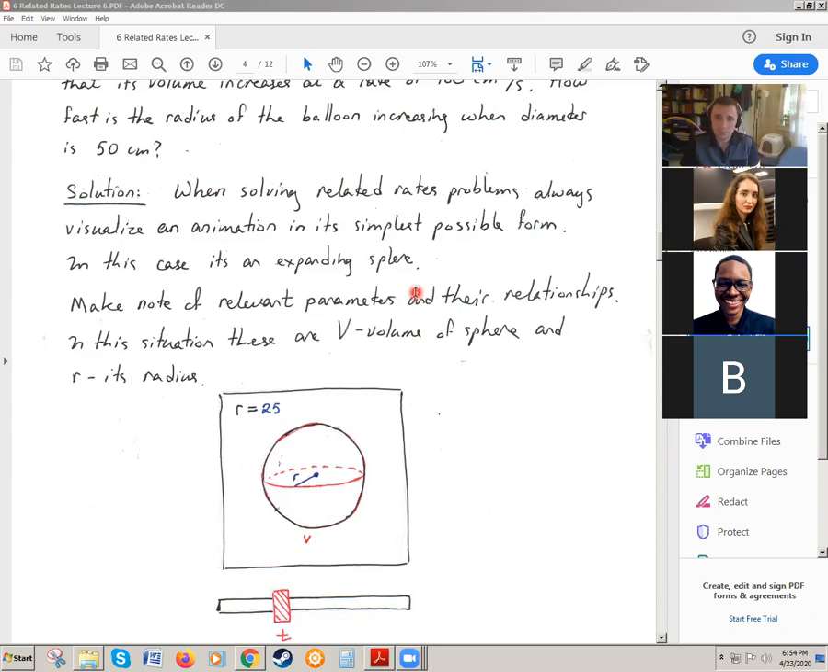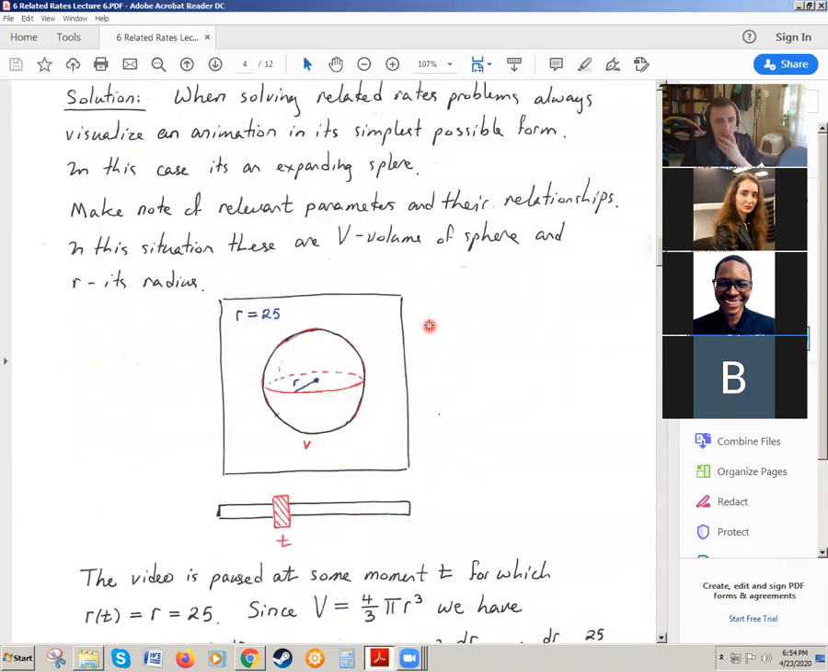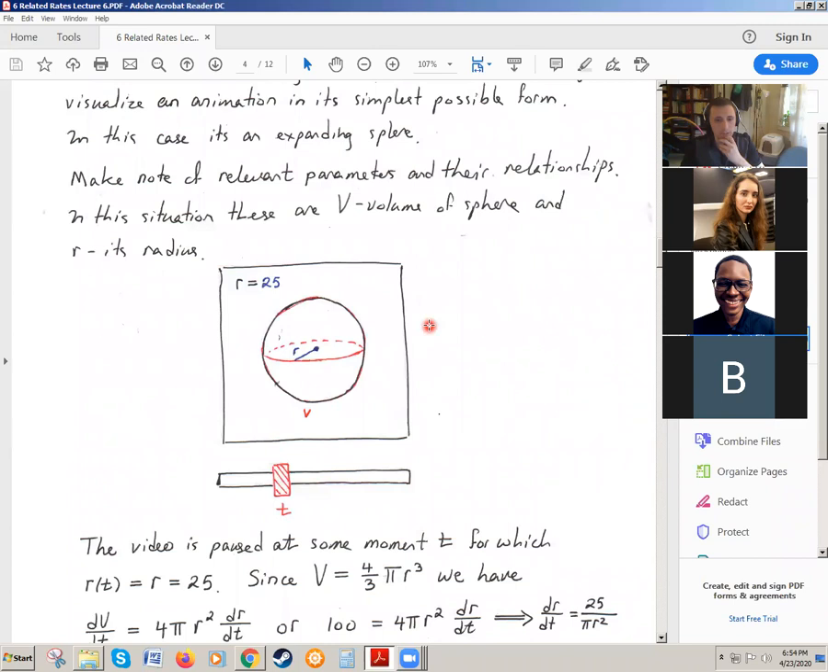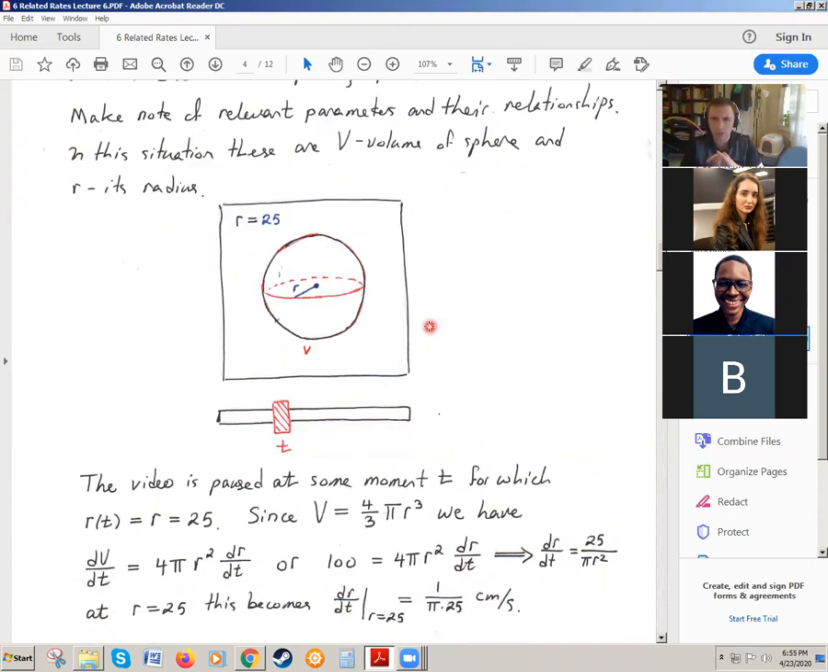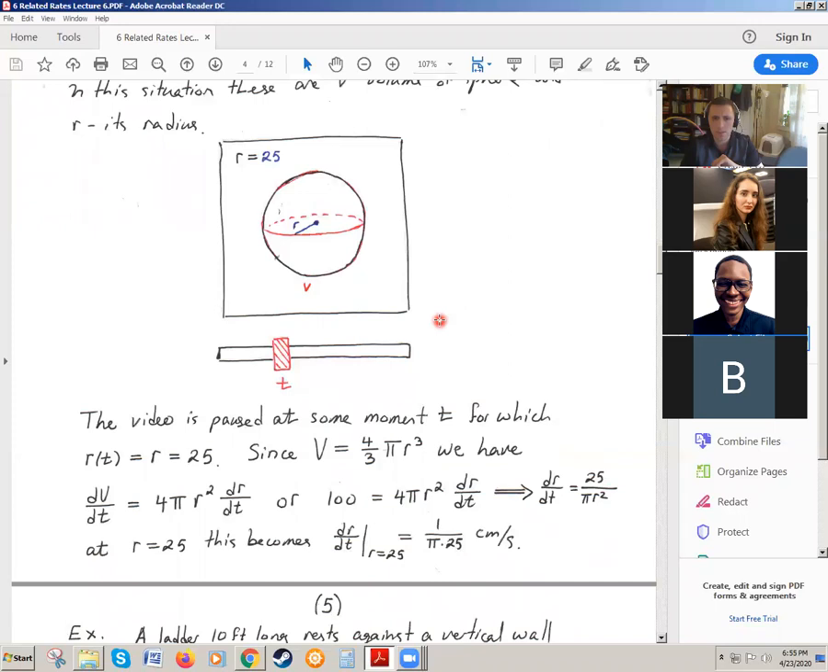What I got is that dr dt is equal to 25 over pi r squared. So 25 over, it's numbers. Okay, 25 over pi r squared. So now, since r is equal to 25, then there is something else. Okay, so I think if there is a mistake, your mistake is not major. Let's see this together, guys.